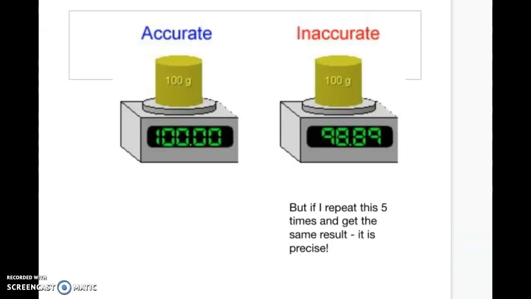Okay, this is another quick example. If you have a 100-gram mass, you put it on the mass balance, there it is, spot on. You try it again, and this time you get 98.89. It's close, but it's not the right value. You keep repeating it, you still get the same 98.89. So it's precise, but it's not accurate.